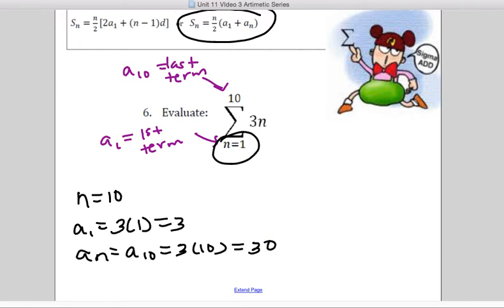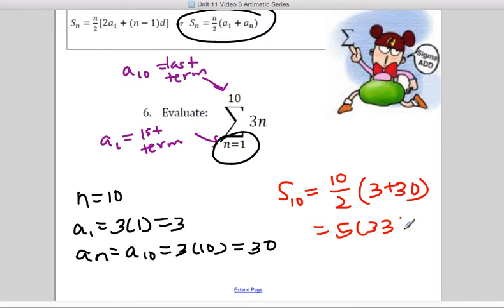And now to figure out the sum, I would go S sub 10 is equal to 10 over 2, and then it'd be 3 plus 30. So 5 times 33, which is 165. All right, that would be my sum, okay? Maybe you forget the equation on the quiz, okay?